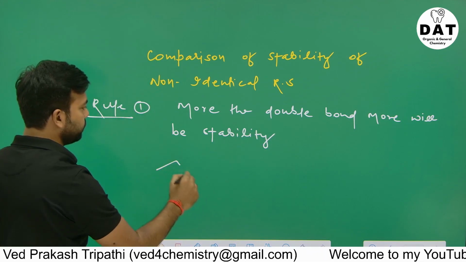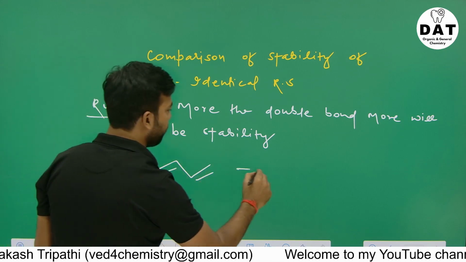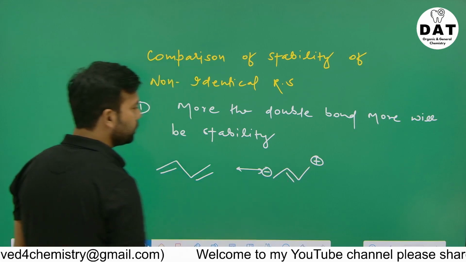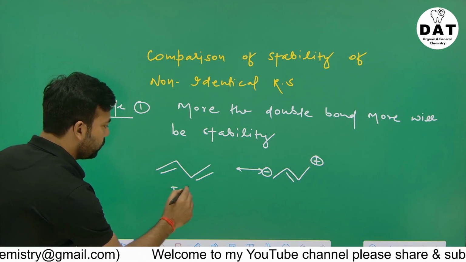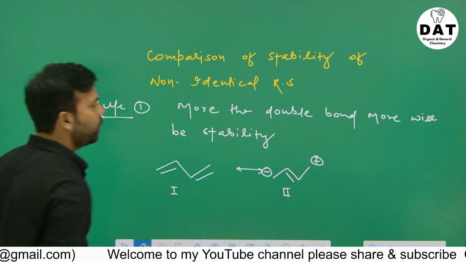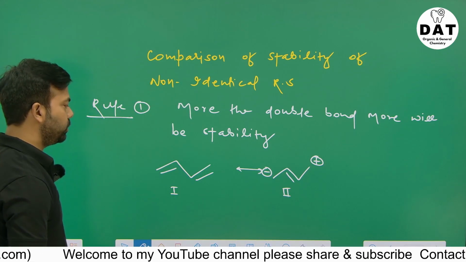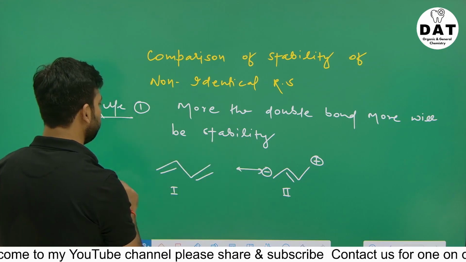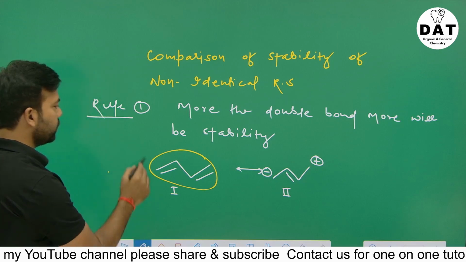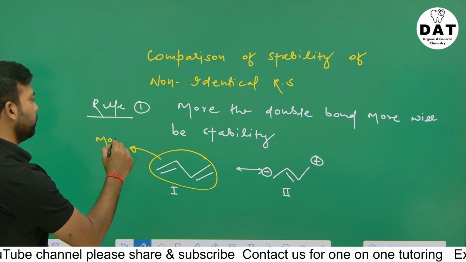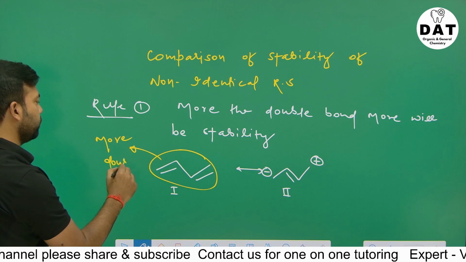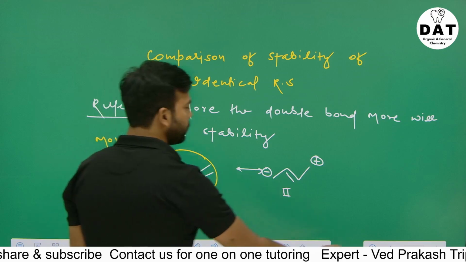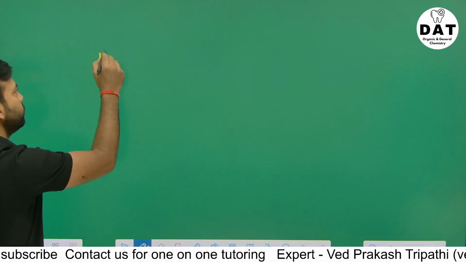Look at this one. This is the resonance structure of the left structure, and 1, this is 2. My question is, which one is the more stable resonance structure? So the answer will be this one. Why? Because it has more double bonds. Okay. So now the next rule, rule 2.